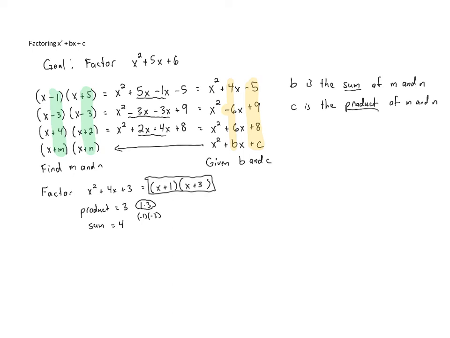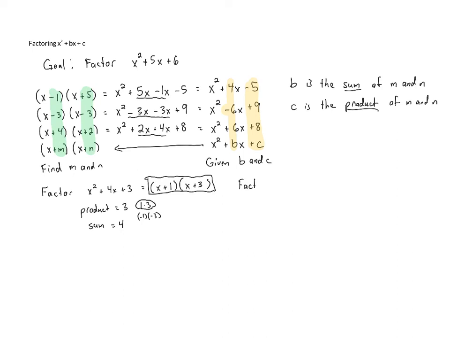That's how it works. If you want to check to see that your answer is correct, you can multiply that out using FOIL and make sure that you get what you started with. If you want to do that, you can pause the video. But I'm going to move on to one more example.